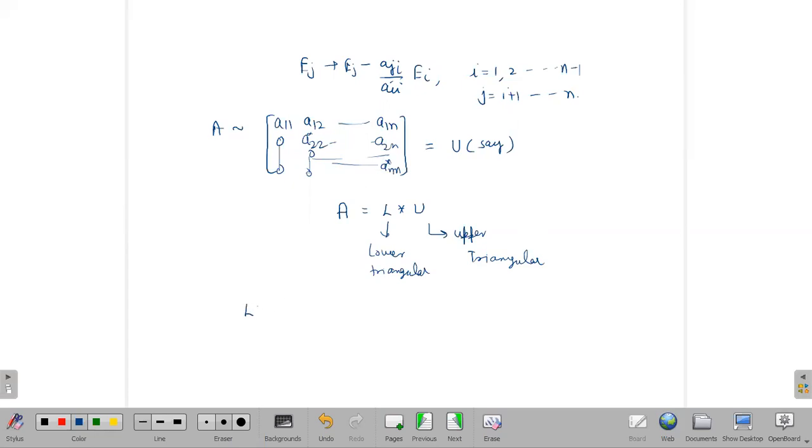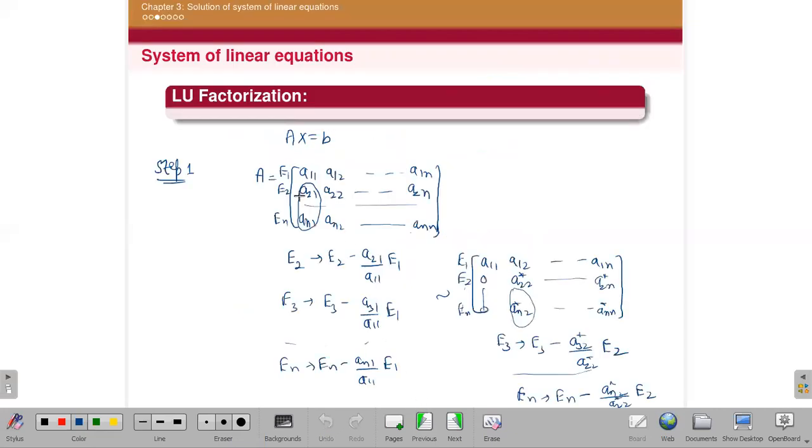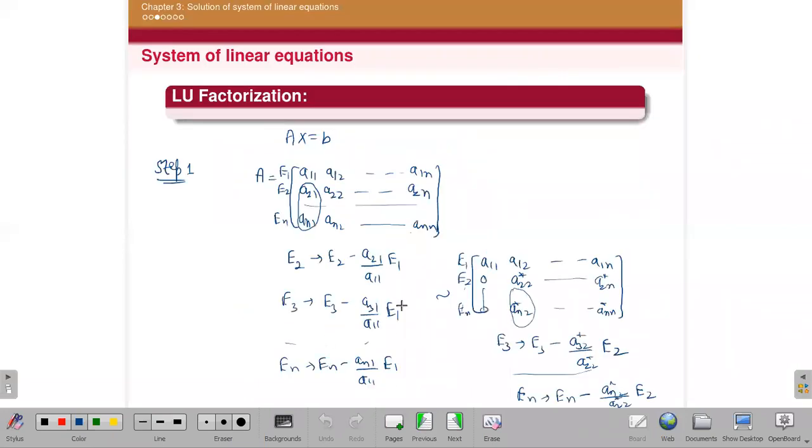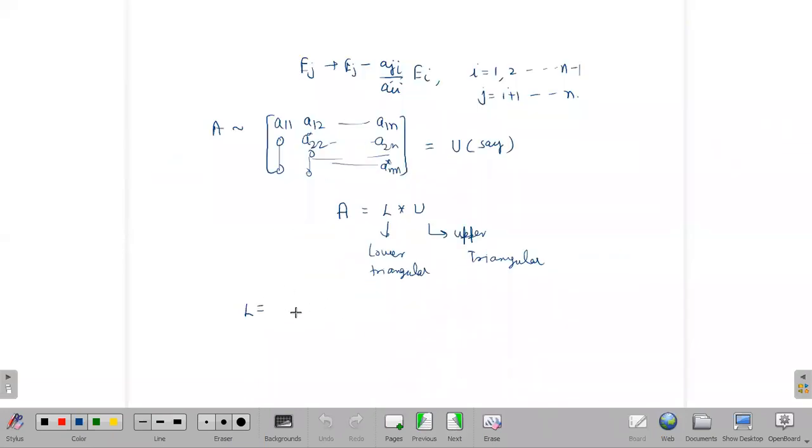So now how to find L? It is not the case that you have to apply operations again to reduce the matrix into lower triangular form. Just apply the operations only one time. That will give you U only, that is upper triangular. Then use these operations to write L. So how to write L here? This is also an n cross n matrix.